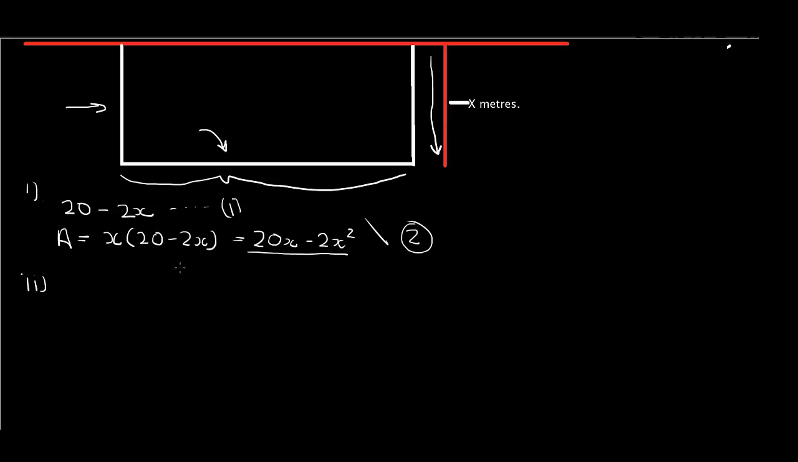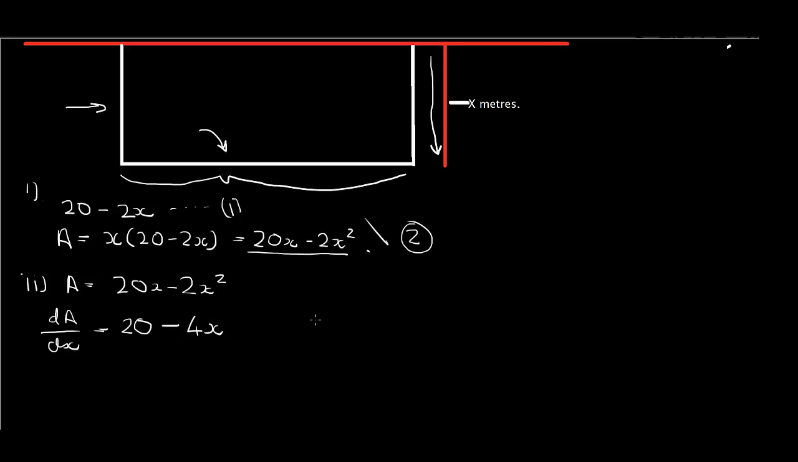Now if we've got A equals 20x minus 2x squared, which we've established there, then we can say dA/dx equals 20 minus 2 times 2, which is 4x. And we do get a mark for that.